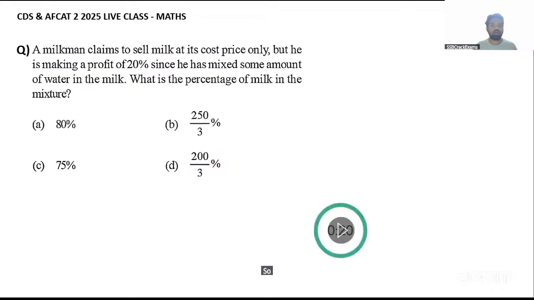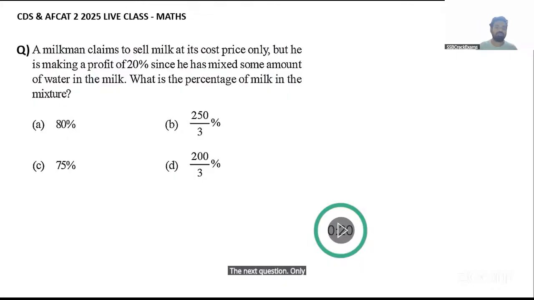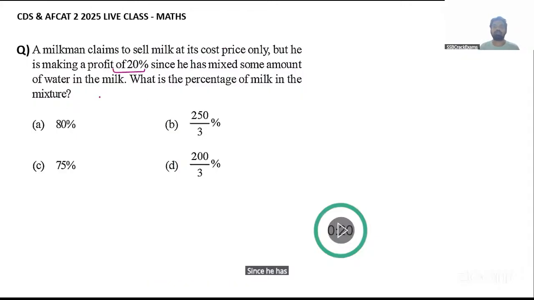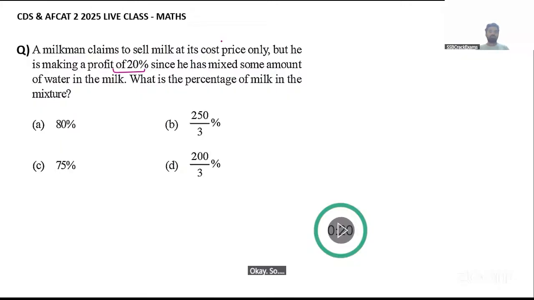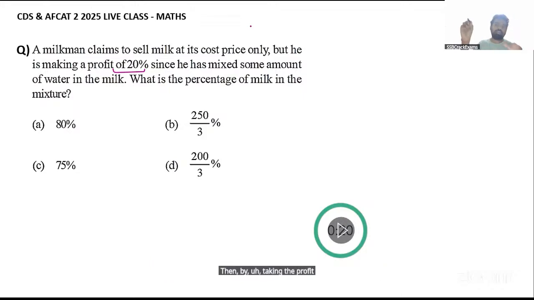So I hope you will cope up with the speed now because you have already learned the concept. The next question, only a few questions are left. A milkman claims to sell milk at its cost price only, but he is making a profit of 20%. Since he has mixed some amount of water in the milk, what is the percent of water in the milk? Okay, so let me tell you, if you are going with the concept, you will apply cost price, then by taking the profit percent, you will then calculate the ratio, then it will be lengthy. So in this situation, what we can do, this is not a trick, this is just simple calculation.